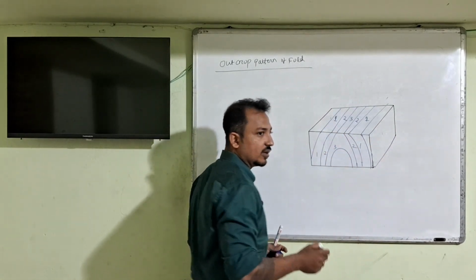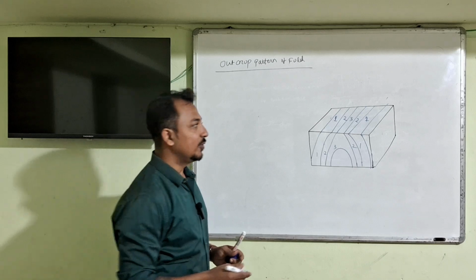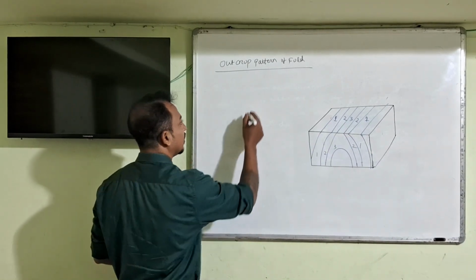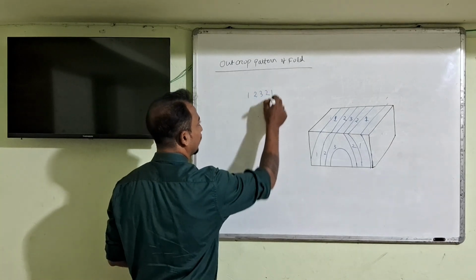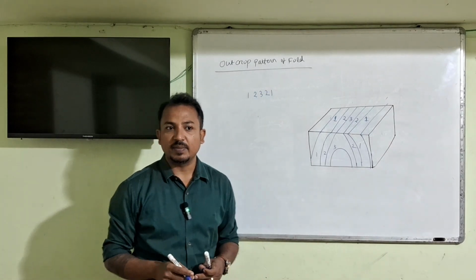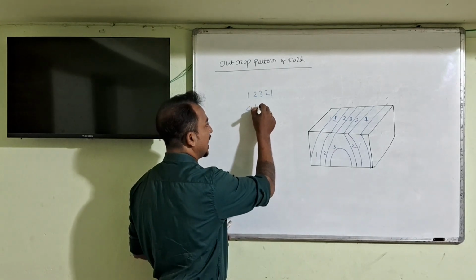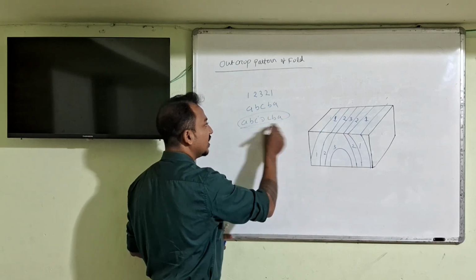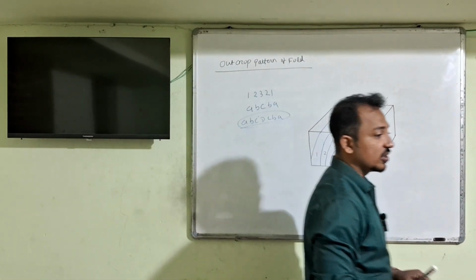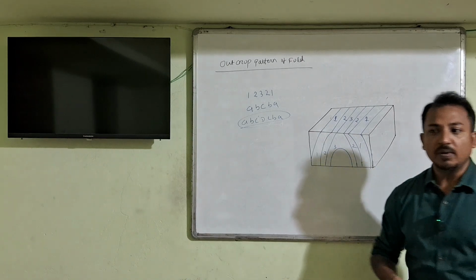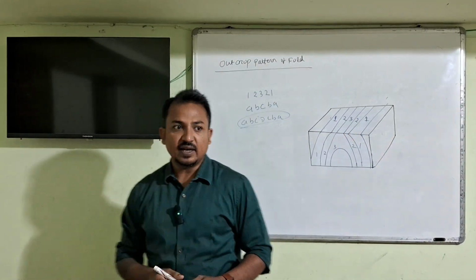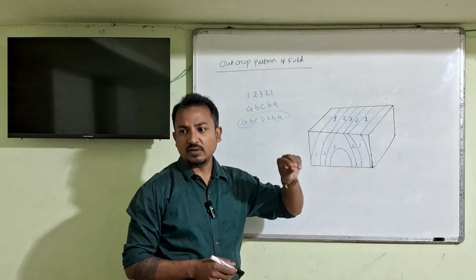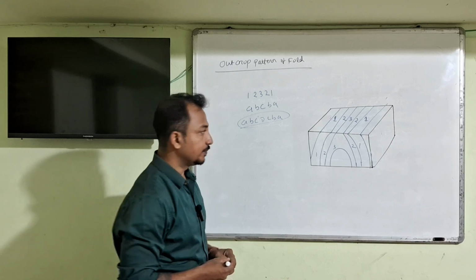In any outcrop exposure, if the bed repeats in this manner, like 1, 2, 3, 2, 1, or A, B, C, B, A, or A, B, C, D, C, B, A, it will be considered as a fold. So this is the outcrop pattern of a fold. If you are examining any bed on the surface and you see this repetition pattern, this will be a fold.